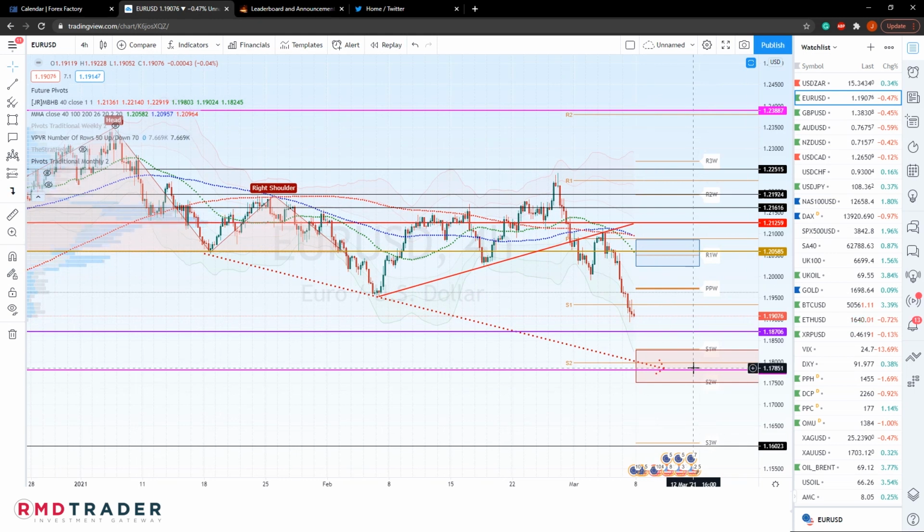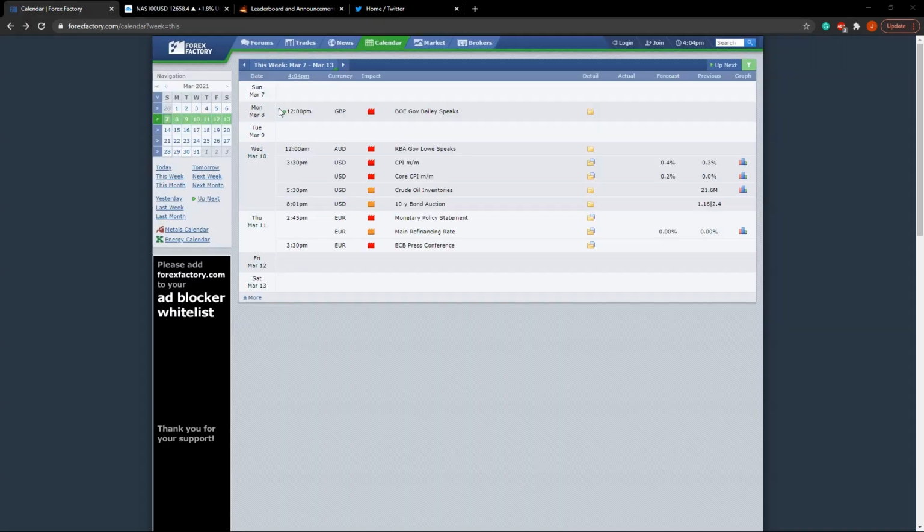1.180. Strong resistance also remains in the vicinity of the head and shoulders neckline at 1.205.